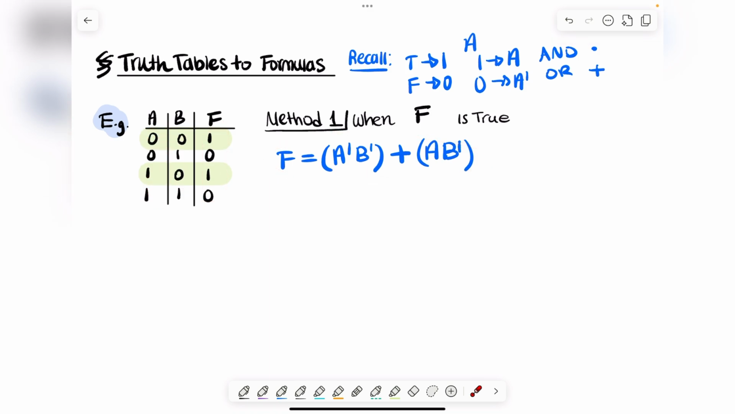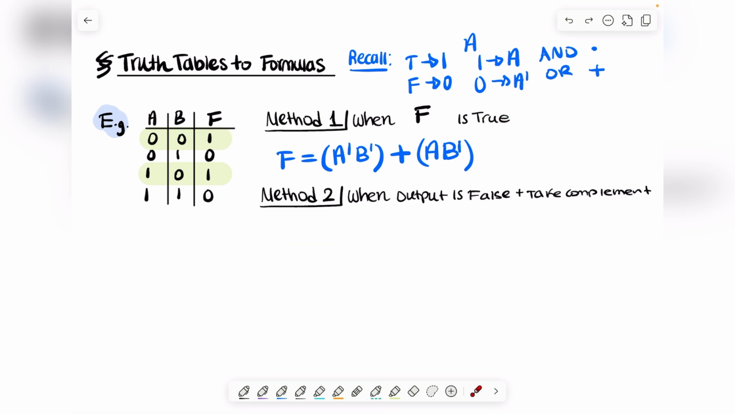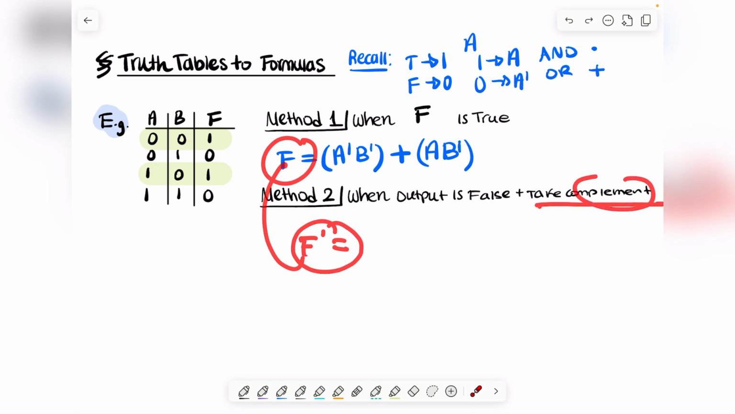Now the second method is exactly the same thing but the opposite. So if we found F here, we're going to find not F in the second method. And how do we represent not? With a prime or a bar. So essentially we're looking at F prime and we're defining F prime as all of the cases when F is false. So it's literally just the opposite. But the problem is if we're going to find F prime, our goal is to actually find F. So how do we go from F prime to F? Well, we take the complement. Complement also just means opposite.